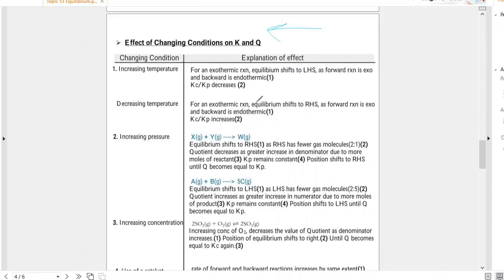For an exothermic reaction, I should have written endothermic. Oh, decreasing temperature, no, it's all right. So the effect of now decreasing temperature: for an exothermic reaction, equilibrium shifts to the right-hand side. As forward is exo, it is independent of temperature, and backward is endo, so it is dependent on temperature.